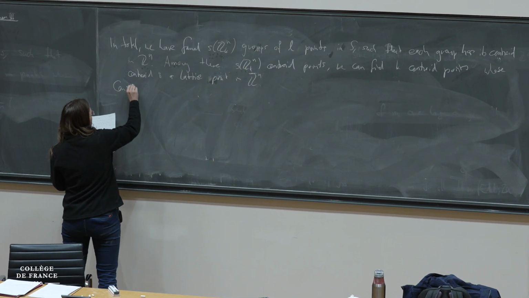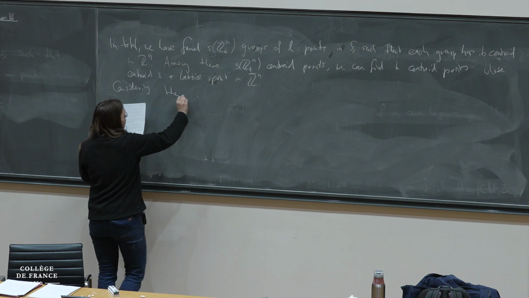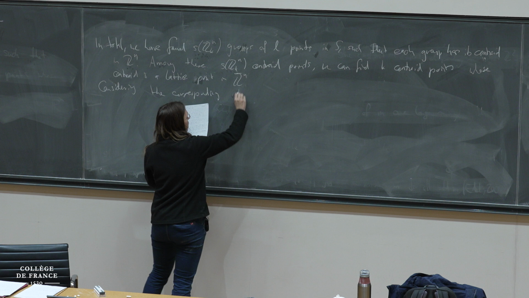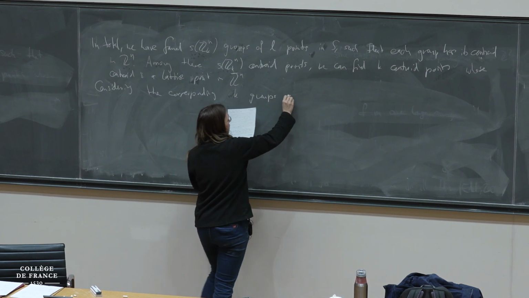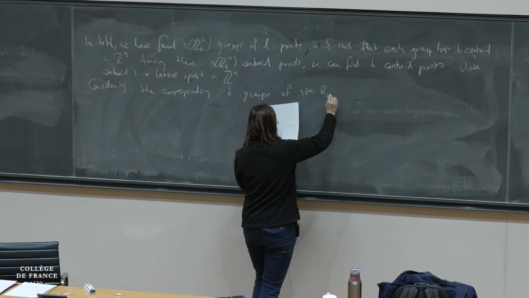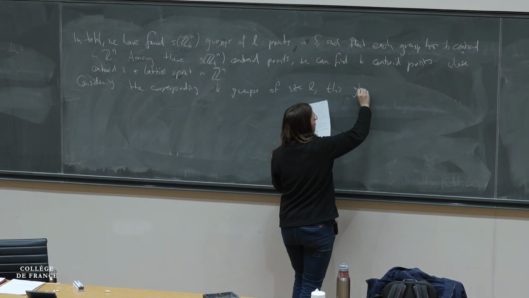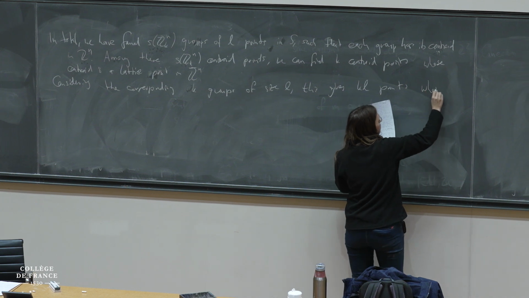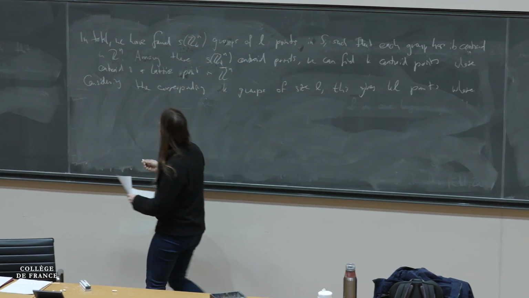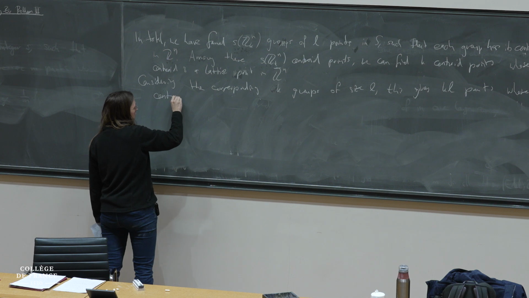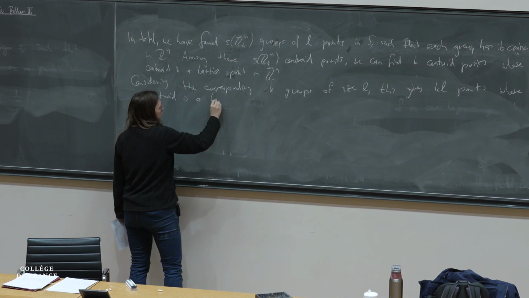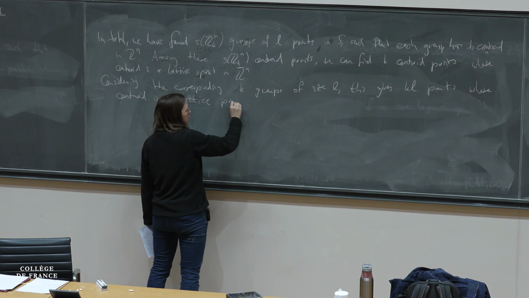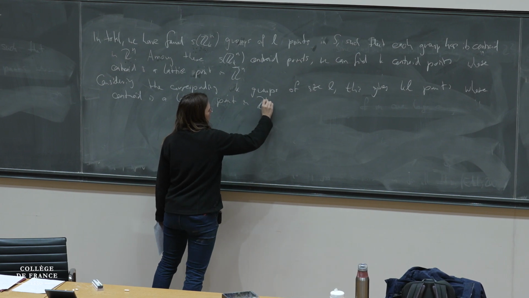So considering the corresponding k groups of size L, this gives kL points whose centroid is a lattice point in Z^n.